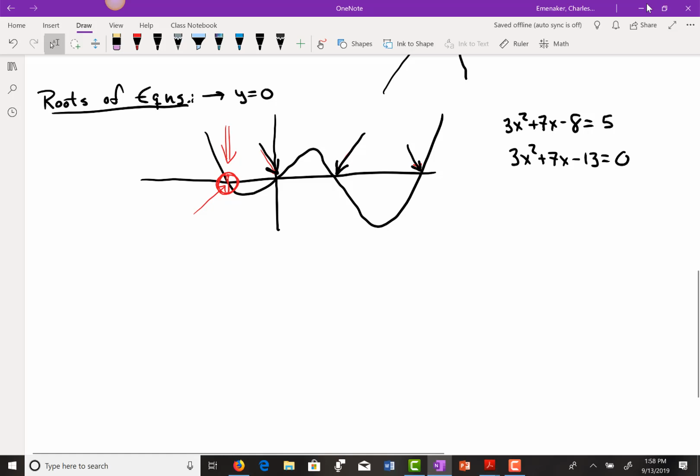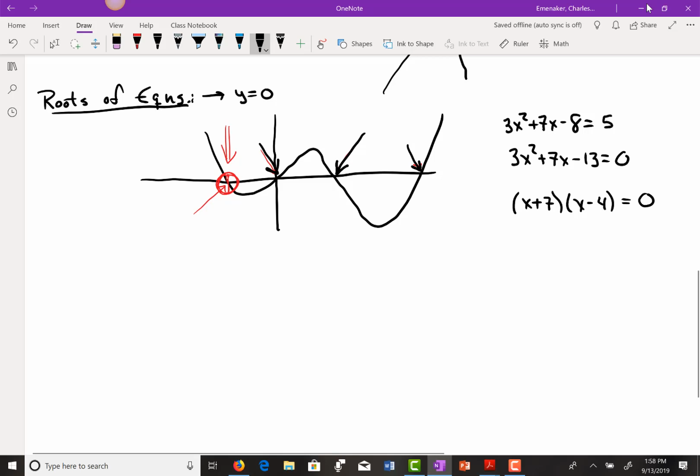Why is it that people always encourage you to get your equations equal to 0? Well, sometimes, not always, this one won't factor, but if you have something that factors like x plus 7 times x minus 4 and the right hand side is 0, you're as good as done getting an answer.